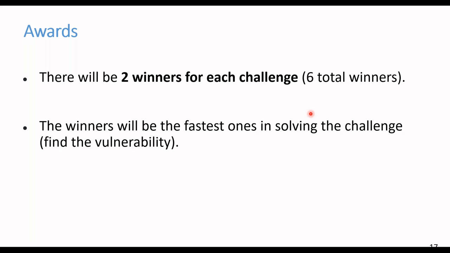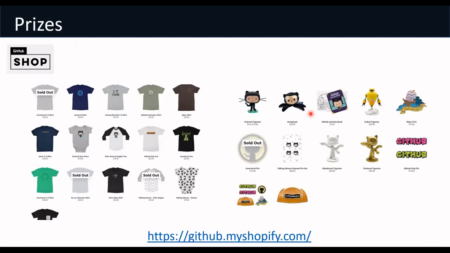And now is the time to present you the awards. There will be 2 winners for each challenge. So there are 3 challenges, so in total, there will be 6 winners. The winner will be the fastest one in solving each challenge or in finding the vulnerability.